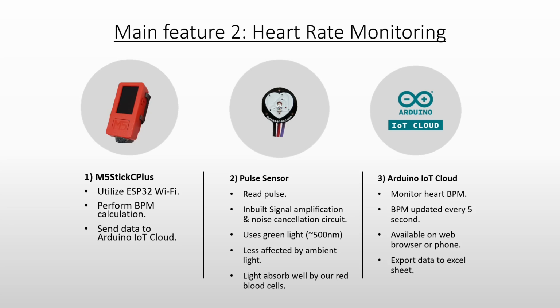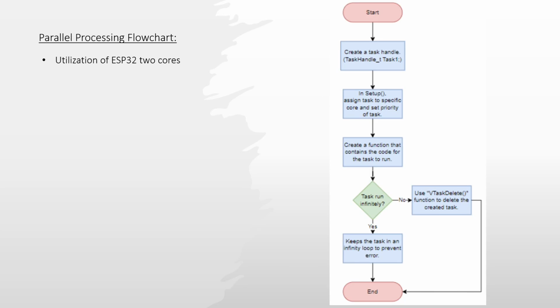After the data is recorded on the Arduino IoT Cloud, it has a function to export the data to an Excel sheet. During our research, we have found out that the M560 Plus has two cores available. So for parallel processing in our product, we will be running the BPM calculation on core 0 and the fall detection system on core 1. And the parallel processing flowchart is shown here.